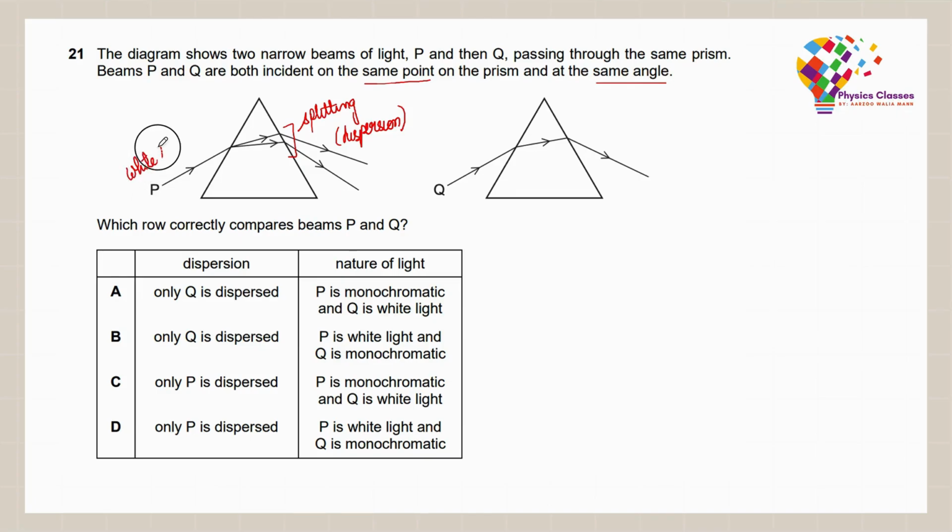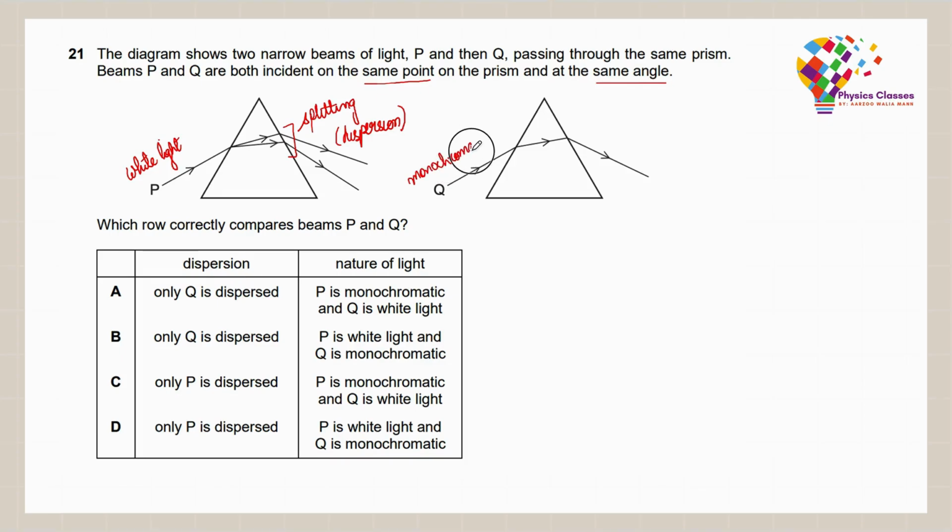On the other hand, if you look at Q, Q just undergoes refraction when it passes through the prism. So Q probably is a monochromatic source of light because it has a single frequency, since it does not undergo any sort of splitting or dispersion.